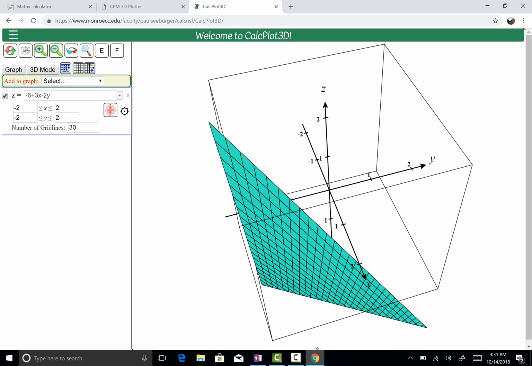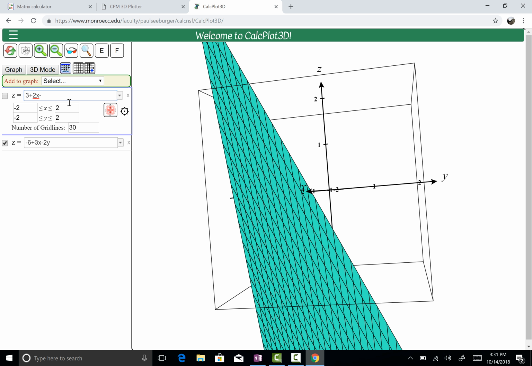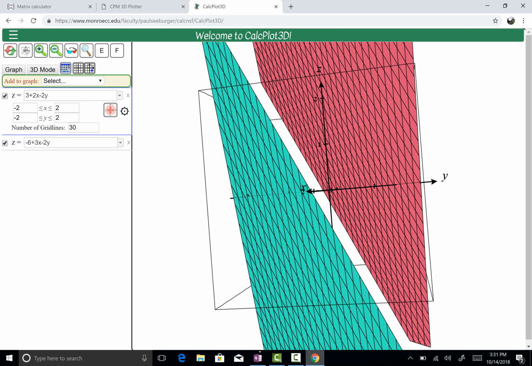All right. Delete those ones. I don't want that one. So this one here I'm solving. So I have 3 plus 2x minus 2y. Okay, so z equals that. Now I have that graph on there. There we go. Hope I did this one correctly, double checking that.